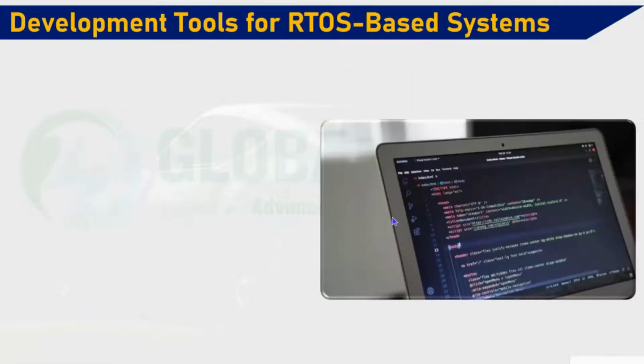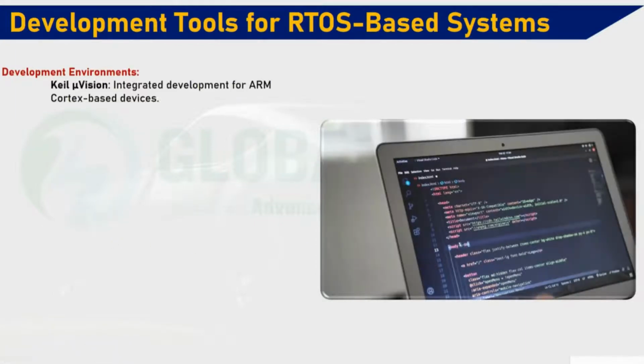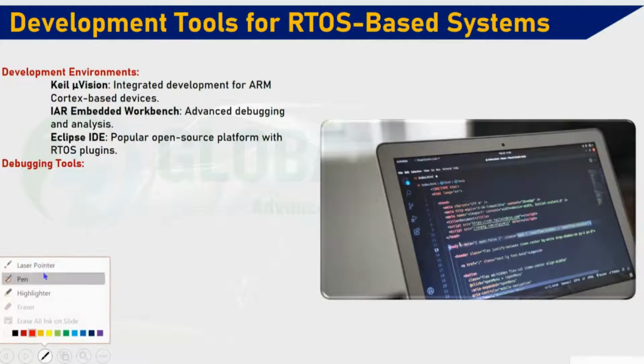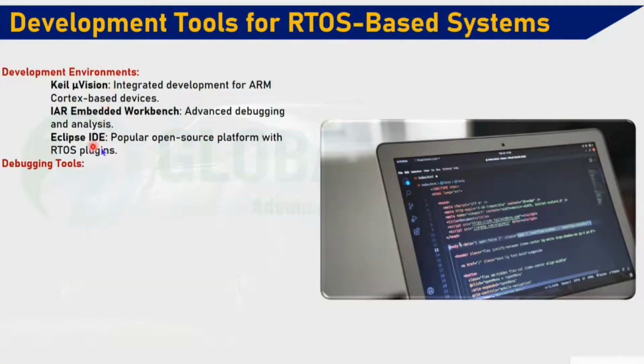So coming to how the RTOS will be developed based upon the tools. First we need to create the development environment, whether it should be the IDE, integrated development environment. If we are going with the ARM Cortex, we can use Keil, and we have IAR Embedded Workbench. These are some of the tools, and Eclipse IDE. This is specifically an open source platform which is used for RTOS development. So with the help of these IDEs, we are able to develop the RTOS software.